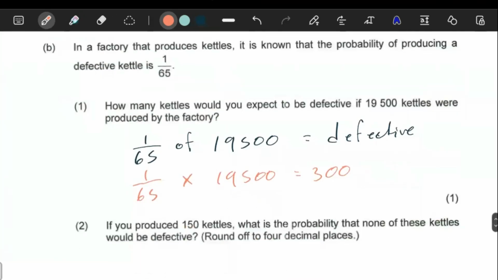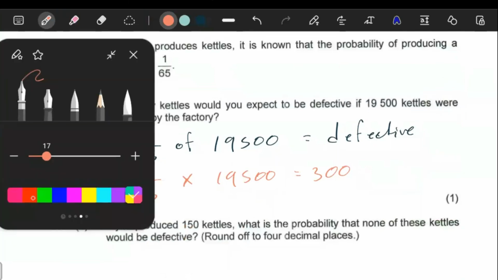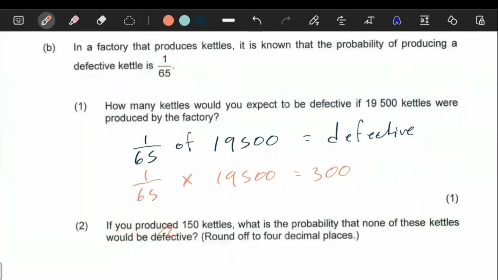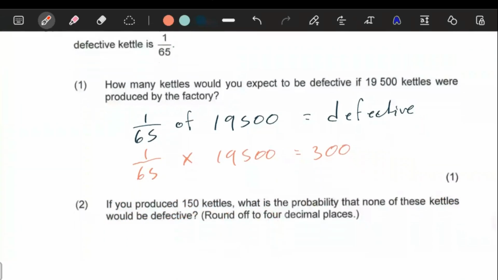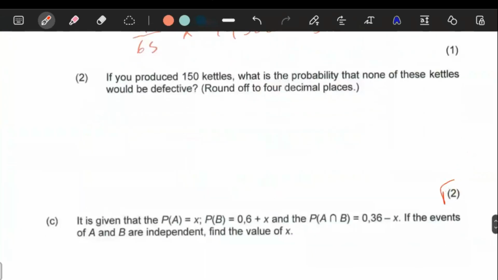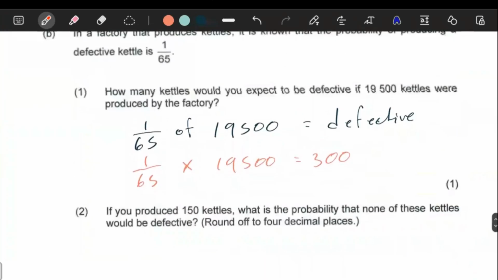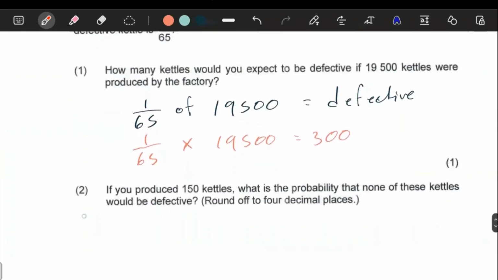B2 says the following. If you produced 150 kettles, what is the probability that none of these kettles would be defective? Round off your answer to 4 decimal places. You can see why it's a 2-mark question. Because if defective is 1 out of 65, the working ones, or rather, non-defective.